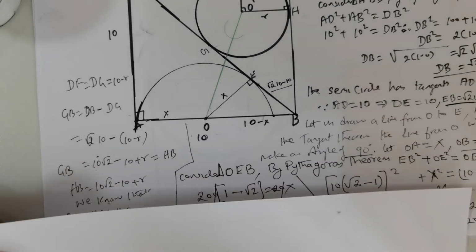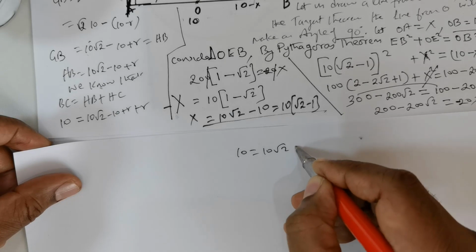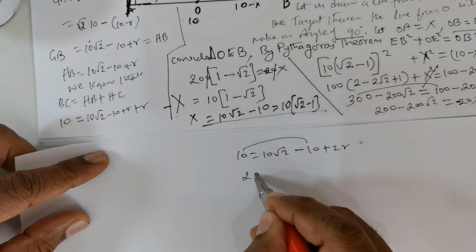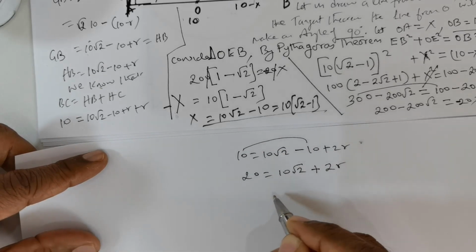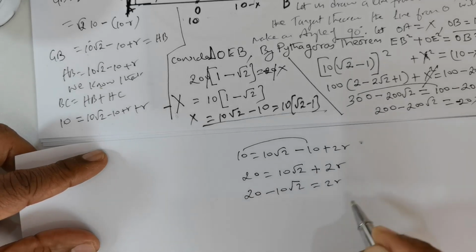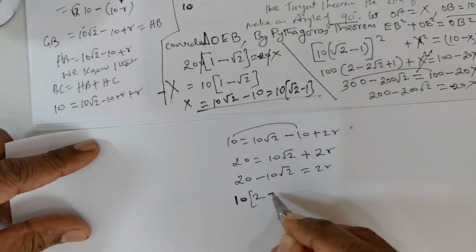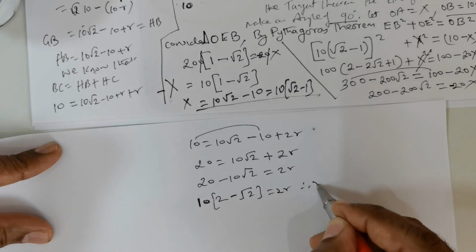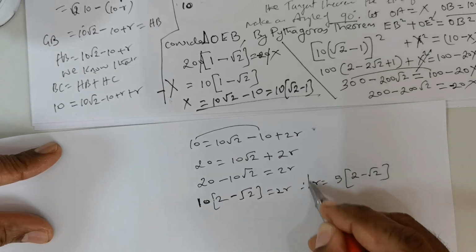So let me write that down here. 10 is equal to 10 times root 2 negative 10 positive 2 times R. I push this to the other side, and you get 20 is equal to 10 times root 2 positive 2 times R, and 20 negative 10 times root 2 is equal to 2R. I take 10 out, this is going to be 2 negative root 2 is equal to 2 times R. Therefore R is equal to 5 times of 2 negative root 2. This is the value of R.